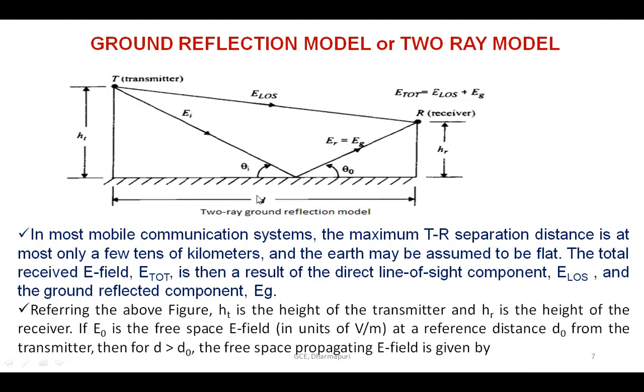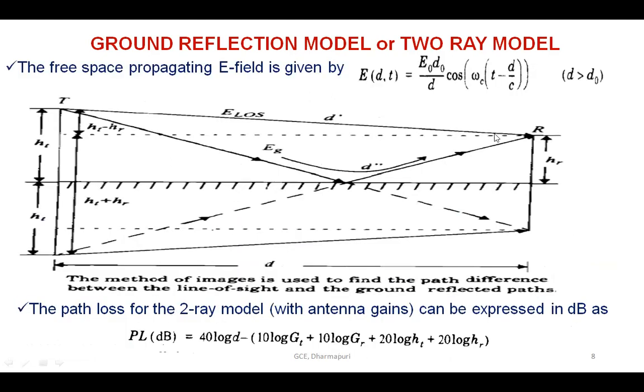Your d should be greater than d naught for the free space propagation model. The free space propagation model in E field is defined as E naught d naught divided by d into cos(omega c t minus d by c). It is the LOS, and there is also the ground reflection signal. E total is E LOS plus E G. The path loss for the two-way model is approximately 40 log d minus 10 log of transmitter gain, minus 10 log of receiver gain, plus 20 log h t, the height of your transmitter, and 20 log h r, the receiver height.